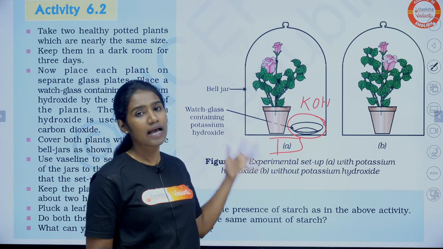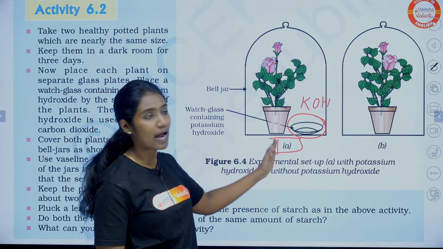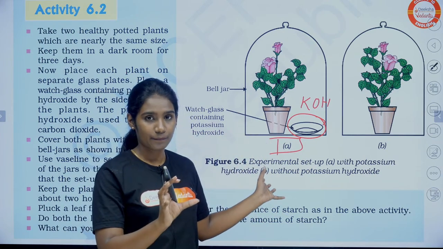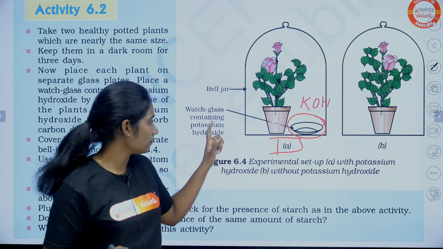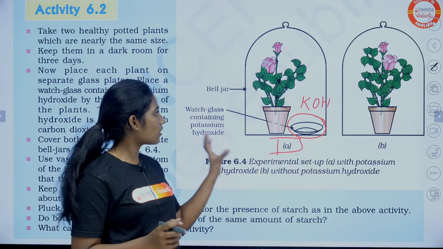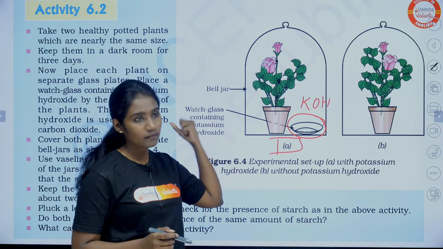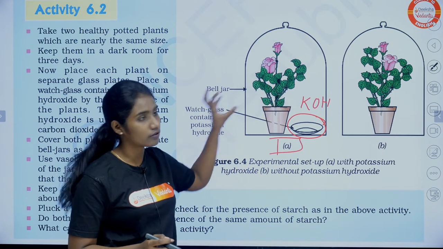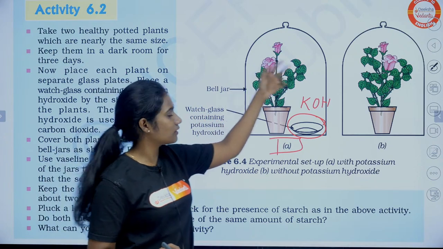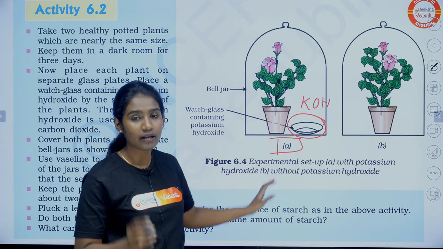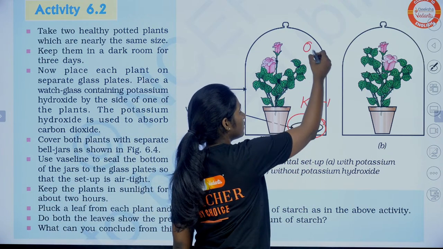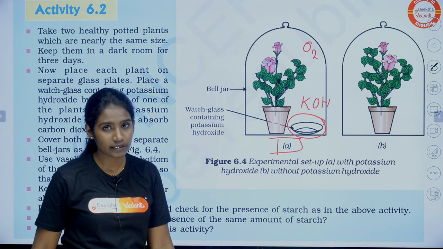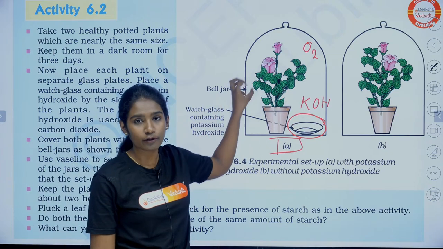So already the plant has performed photosynthesis. So now the plant is having starch. It has stored glucose in it. So already stored glucose is there, and photosynthesis would have been performed by this plant. After photosynthesis, what happens? Oxygen is released, and food is also prepared.